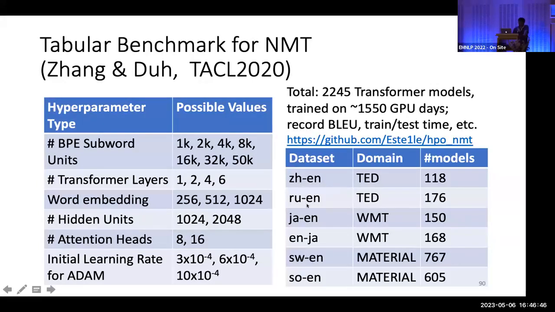Okay, so here's an example of what we did for NeurIPS, just to make things more concrete. We tried different data sets, Chinese to English, Russian to English, on different domains like TED, WMT. For each of them, we basically did a grid search, and these are the kinds of hyperparameters and the potential values. So we try to do as much as we can, and now it's in a table. So whenever someone proposes a new HPO method, they can just query this table and see how it works.